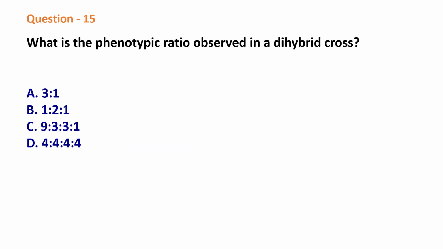Question 15. What is the phenotypic ratio observed in a dihybrid cross? Options: 3:1, 1:2:1, 9:3:3:1, 4:4:4:4. The correct answer is 9:3:3:1.